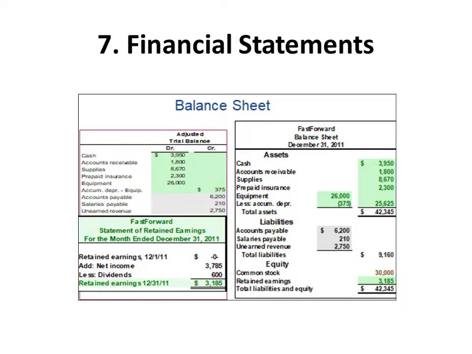Finally, I can prepare my balance sheet. Again, look at the green, look at the bottom left, see the 3185? Bottom right, see the 3185? That's my ending balance of retained earnings at a point in time. Look at the right-hand side, that's the balance sheet. See that that is for a point in time, and that point in time is December 31st.